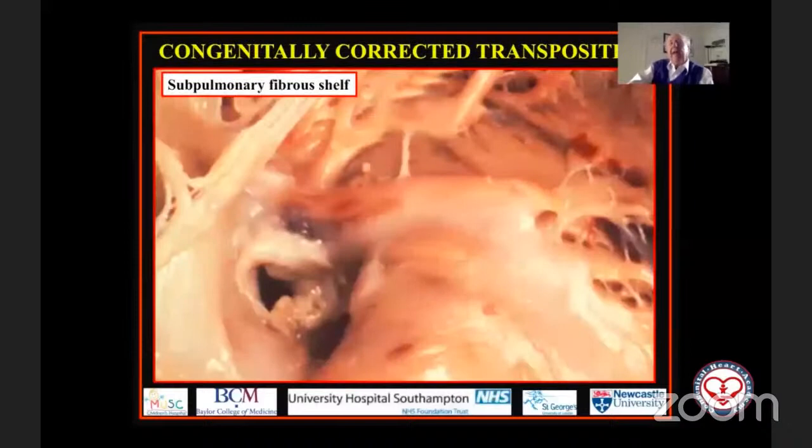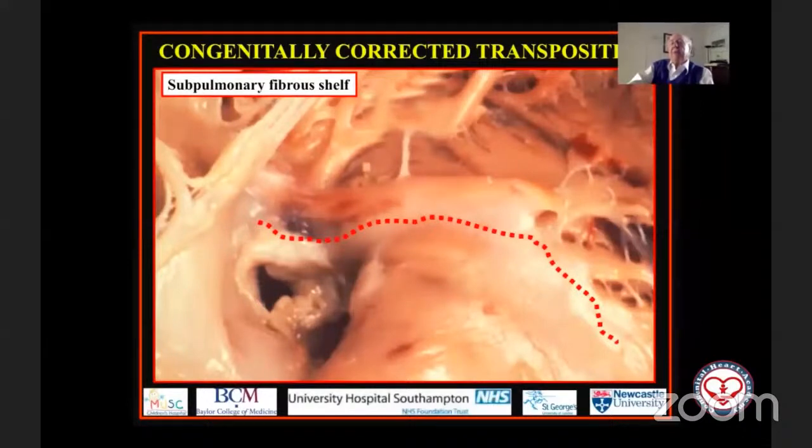But here is a much bigger problem. Here is subpulmonary stenosis produced by a fibrous shelf. And there, as you look up into the roof of the morphologically left ventricle, you can see that diaphragmatic shelf that is narrowing the entrance to the pulmonary valve.